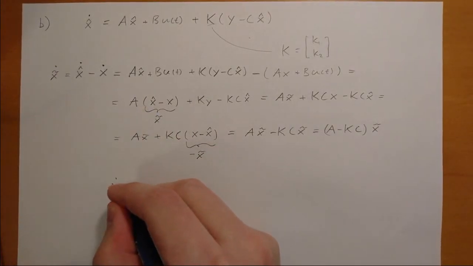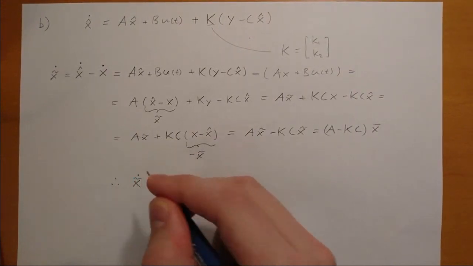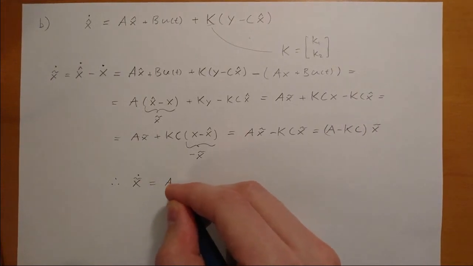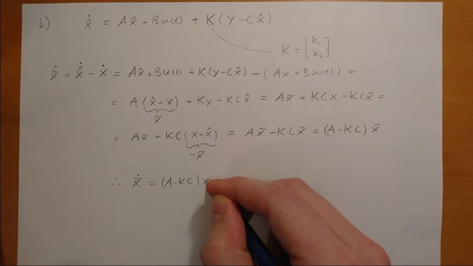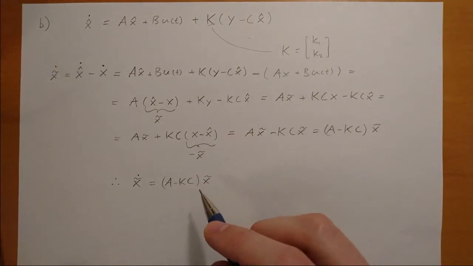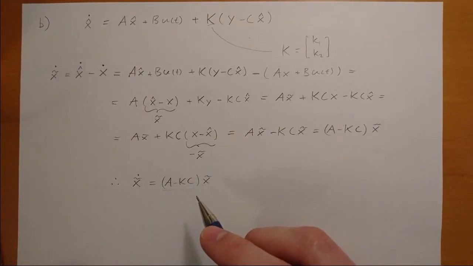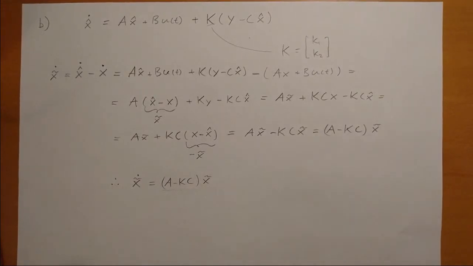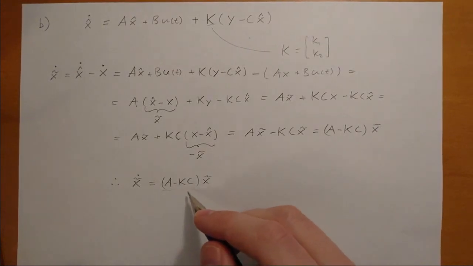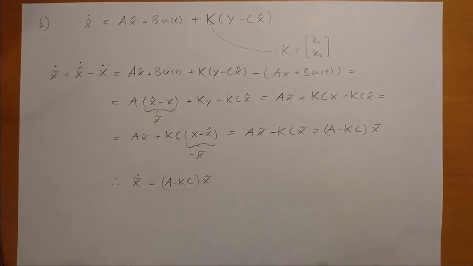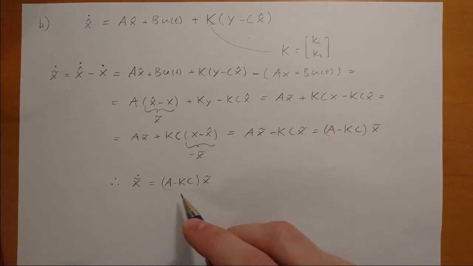So if we just summarize this, you see that the derivative of x tilde is equal to a minus kc times x tilde. So this is just a differential equation. What we have to do here is to place the eigenvalues of this matrix in the left half plane, and then we'll know that this error will decay towards 0. And the further away from the origin that we place these eigenvalues, the faster this error will decay. But it will also make the observer more sensitive to noise. So that's a trade-off that you're making when you're designing the observer.